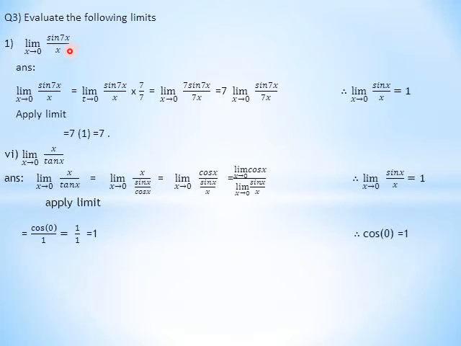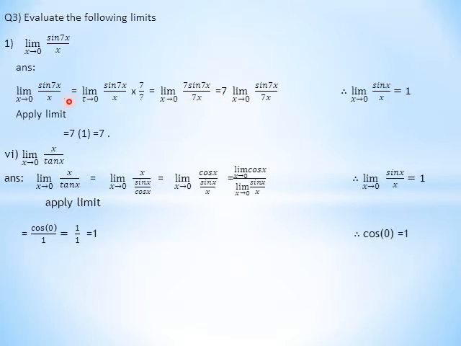Okay, this is a trigonometric function. First you have to remember this formula, that limit x tends to 0, sin x upon x is equal to 1, meaning sin box upon box is equal to 1. Why do I call it box? Because you don't always have sin x upon x. In some places you can see sin 7x upon 7x, sin 6x upon 6x, sin ax upon ax. So sin box upon box is equal to 1.